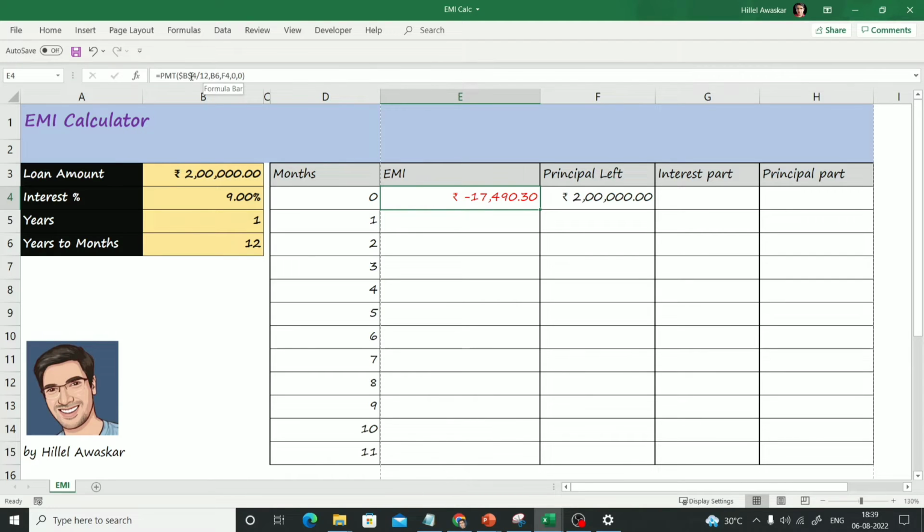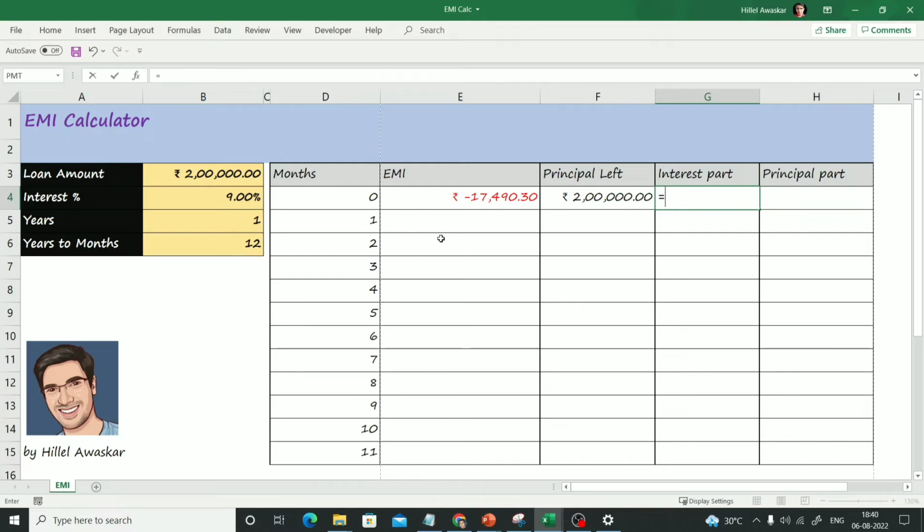Let me generalize this. We have B4, then we have B6, which is again a standard component. So I'll do a constant and I will minus that with the period, that is column D 0. So for the first month it will be 12 months, for the second it will be 11, and so on. Okay, and I think that's it.